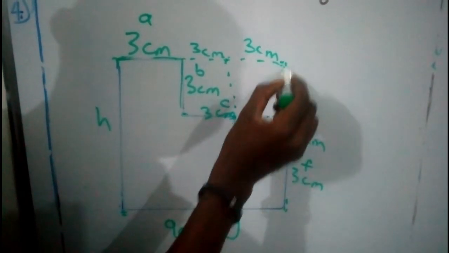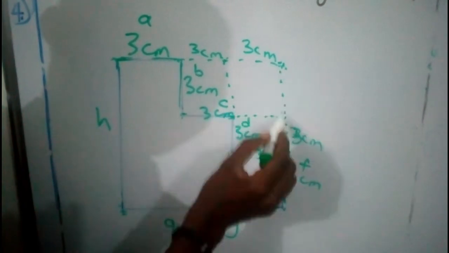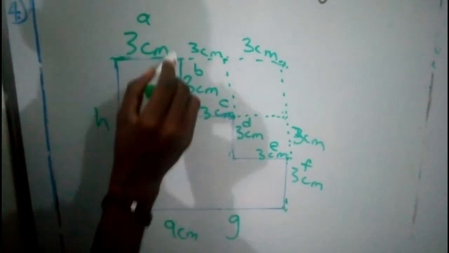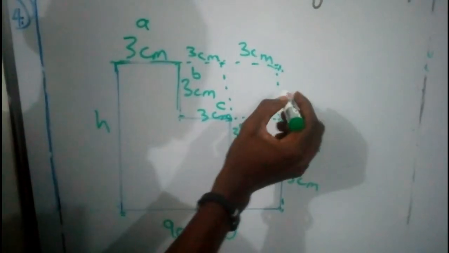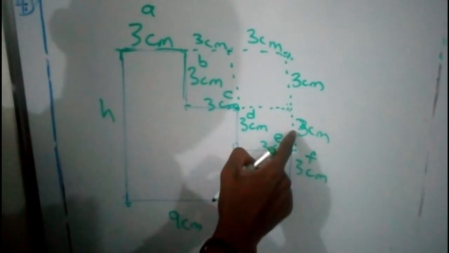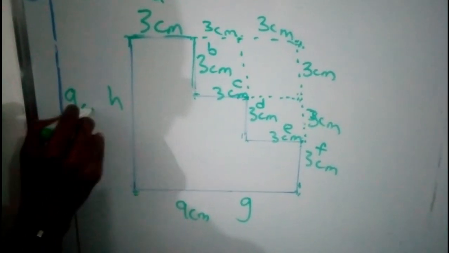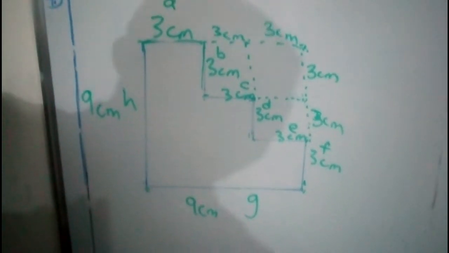We move to the last part, which is here to here. Here to here is the same thing as here to here. And we have been given that this length is 3 centimeters, which makes this length also 3 centimeters. So this entire length is 3 plus 3 plus 3, which is 9. And that is the same thing as our H. So our H is 9 centimeters. So we have been able to get all the sides.